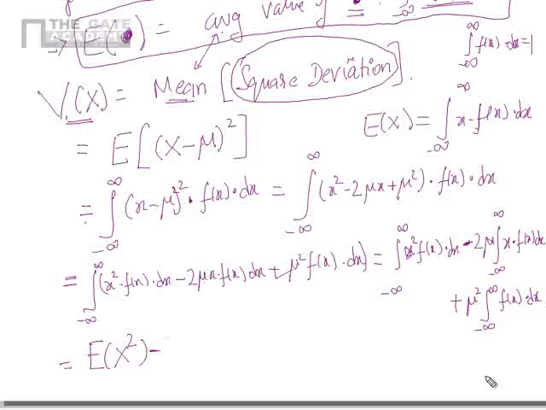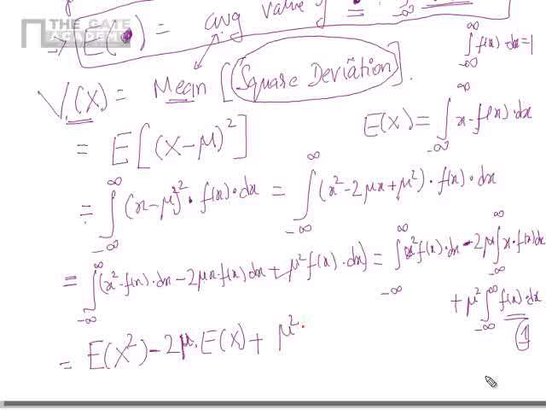Minus 2 mu. Mu and E of x are the same, so I am using both together. 2 mu times the integral from minus infinity to infinity of x f of x dx is nothing but E of x. Mu and E of x are the same, please remember that. Plus mu square into what? F of x dx from minus infinity to infinity, this value will be 1, correct? So plus mu square you will get.